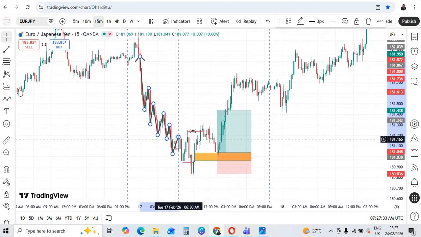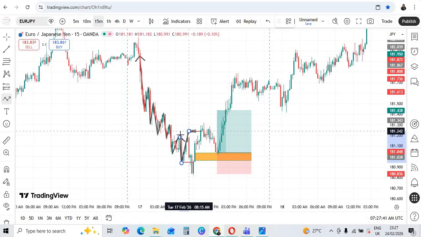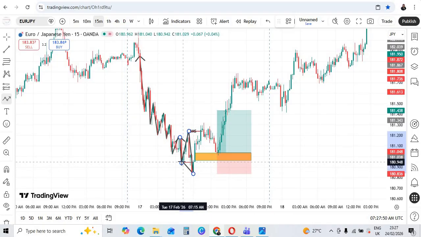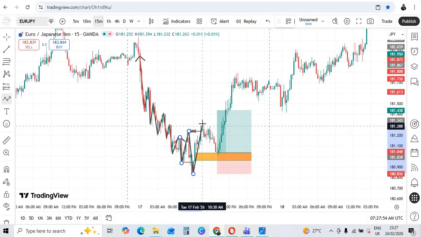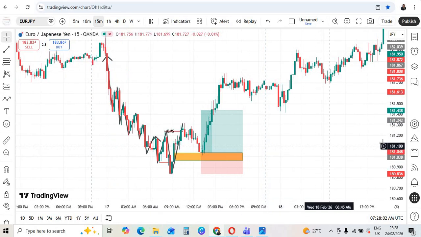So we have the low. Now we have the high here. Now this high has taken out this last high. Then we now had a sweep of this last high. After this sweep, we had a break. Market structural shifts. We had a break here. So you can see that this thing is very easy.